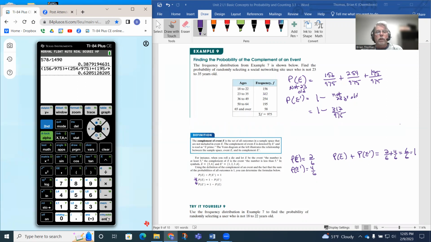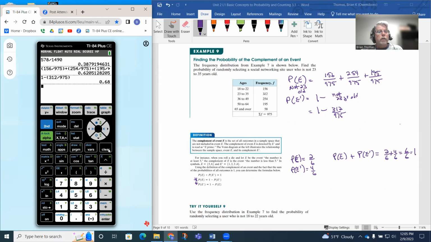everything else. Notice that the other way we could do this would be just to go 1 minus not 23 years old, which is the 312 divided by 975. I should say that actually is 1 minus being 23 to 35 years old. This should not be the word not there. Let me see here, enter.